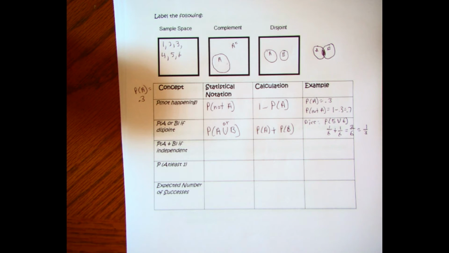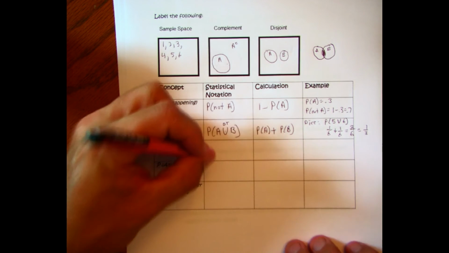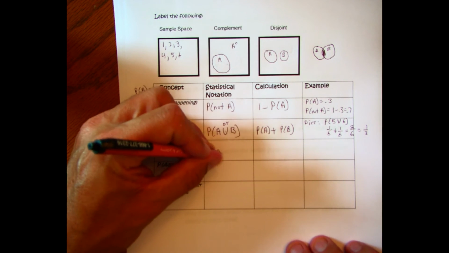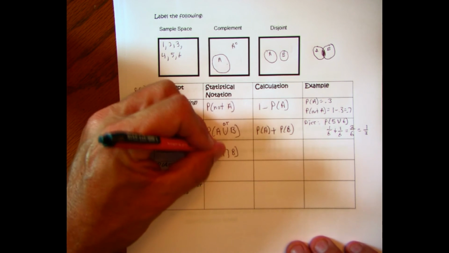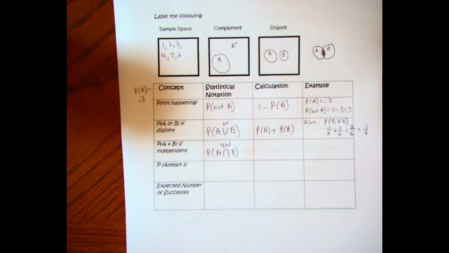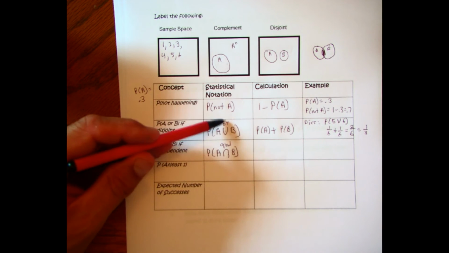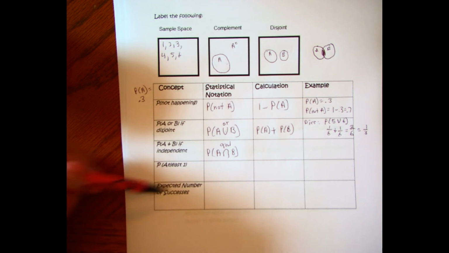Probability of A and B if independent. Probability of A upside down U, B. That means "and." That's "and." So U shape or upside down U means "and." Okay.